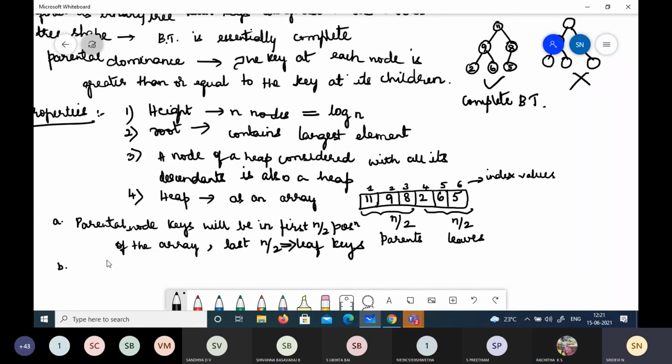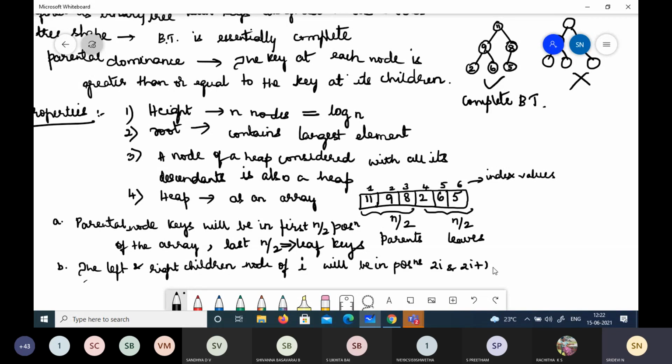The second property says the left and right children of any particular node i will be in positions 2i and 2i plus 1 respectively. So the left and right children nodes of any given node i will be in positions 2i and 2i plus 1 respectively.